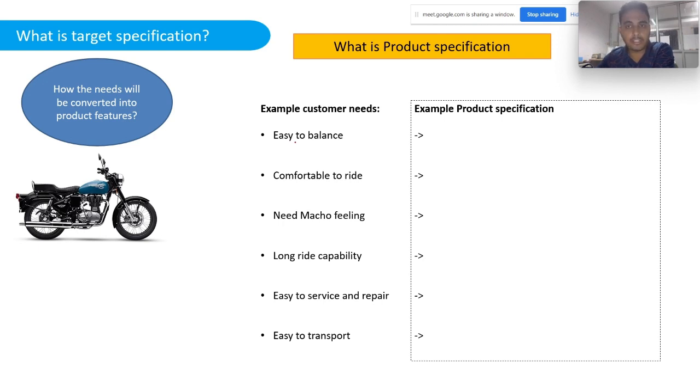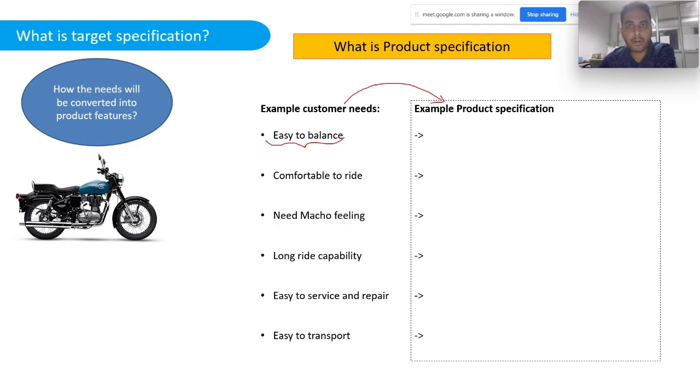We come across so many needs, and there can be so many different ways a particular need can be converted into product specifications. But there should be a systematic and logical way of doing it. We cannot directly go from customer needs to particular product specifications. When it's a new product design, we may not know exactly what the value should be or what metrics we should include.